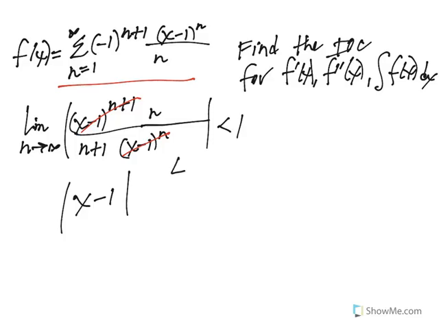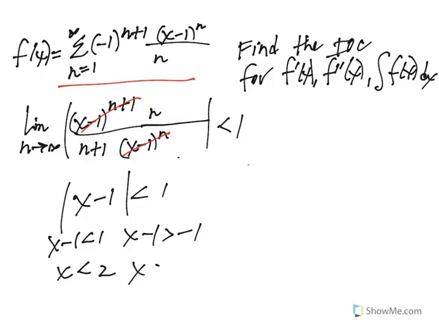And then using L'Hopital's rule, n over n plus 1 gives you 1. And again, I'm not showing that, but I'd like you to show me that. All right, good. So I know that the absolute value of x minus 1 is less than 1. Using a little algebra, x minus 1 less than 1, x minus 1 greater than negative 1. That means x is less than 2, x is greater than 0.